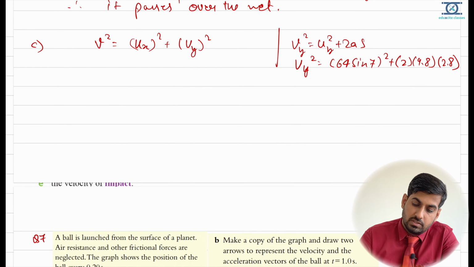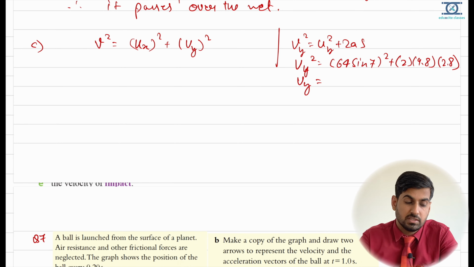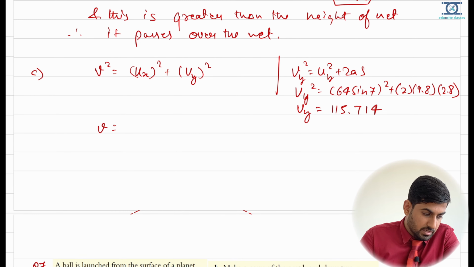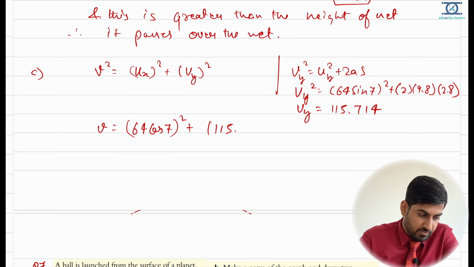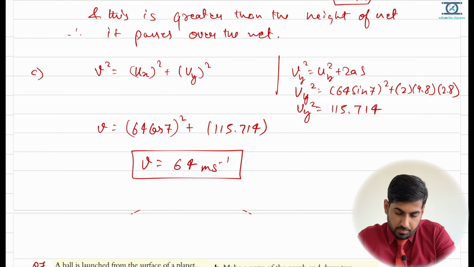If you solve for this, you will get the vertical component squared when it hits the ground as 115.714. Now for v, ux is already known to us, which is 64 cos 7 and doesn't change, and vy squared is 115.714. So v comes out to be 64.42, or you can say 64 meter per second, something near this. I hope it is quite clear.